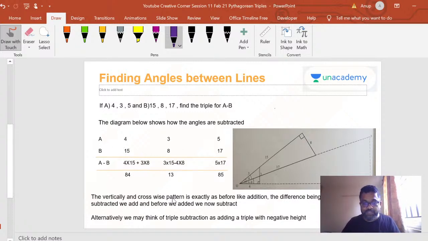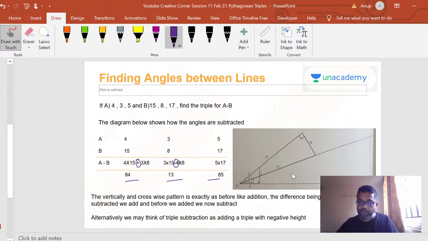The vertically and crosswise sutra is exactly like before. The only difference is where we subtracted before, in the addition, we are doing an addition here, and where we added, we are doing a subtraction. It just reverses. That's the only difference. If you do that, you are able to quickly derive all these sides without doing any other calculation.